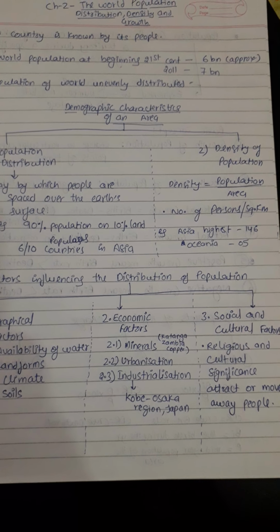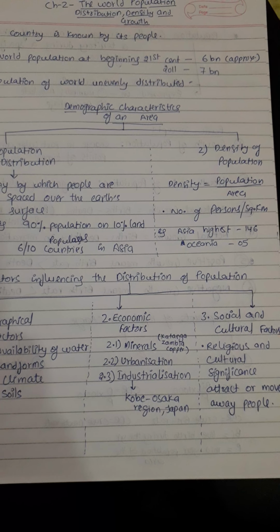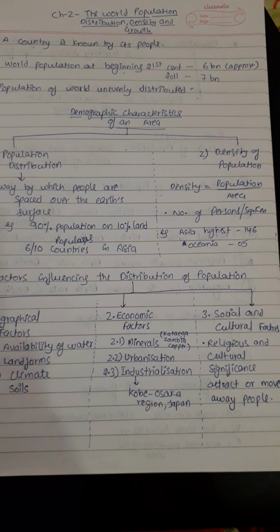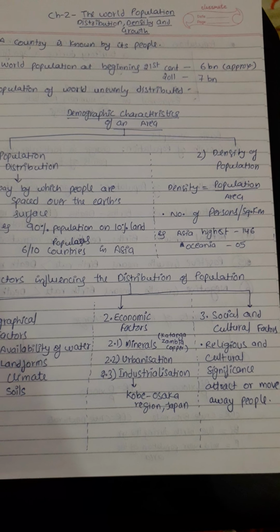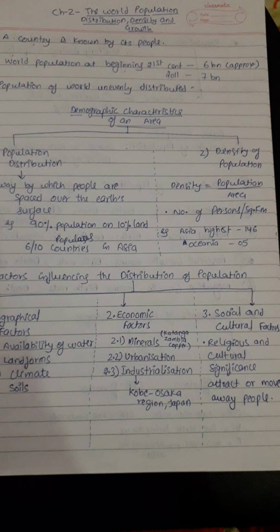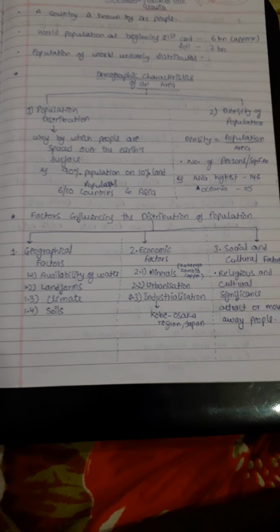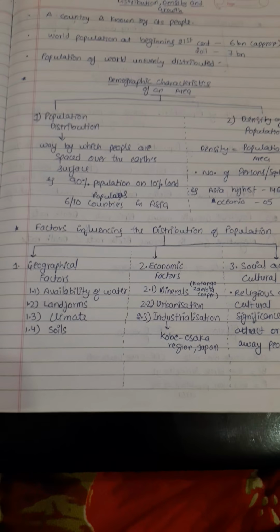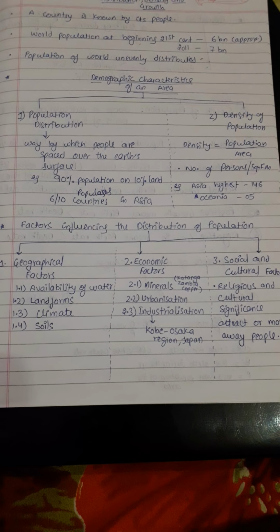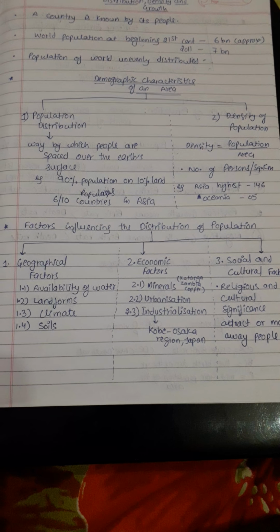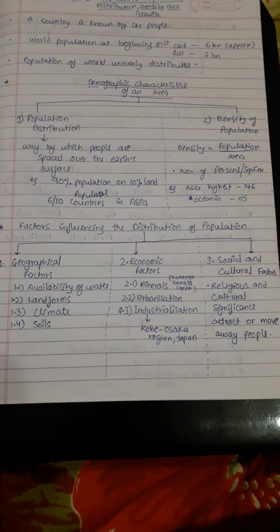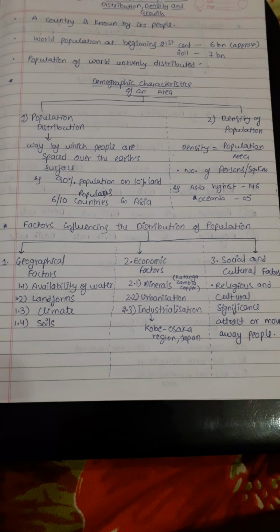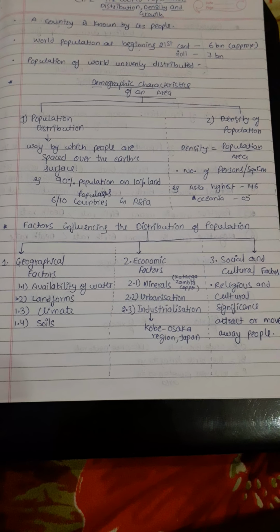So these are the two characteristics of an area, how you can define the demographic characteristics of an area: population distribution and the density of population. Then the next important topic is the factors influencing the distribution of population. What are the factors which influence the distribution of populations? We have divided them into three parts.